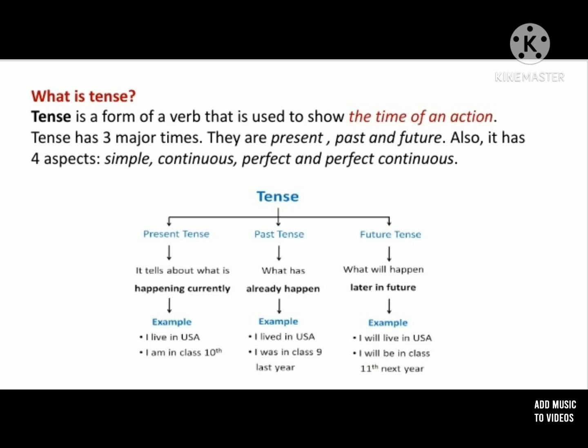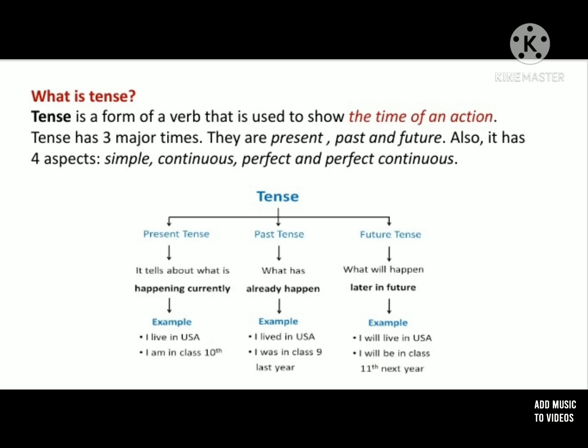Tense has three major times. They are present, past, and future. And also it has four aspects: simple, continuous, perfect, and perfect continuous. In the screen, you can see the three major times and the examples. Now let's look at it closer.